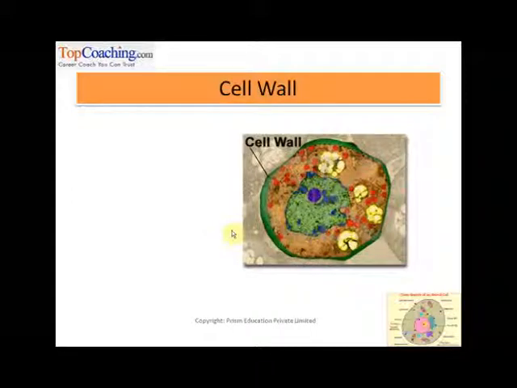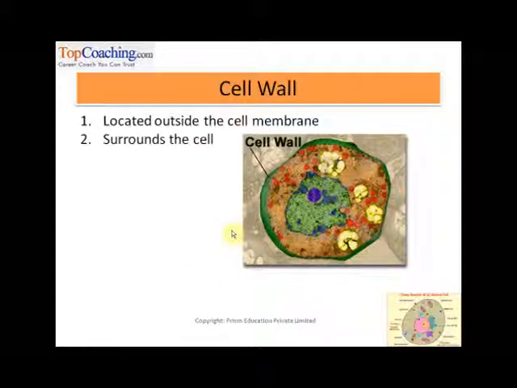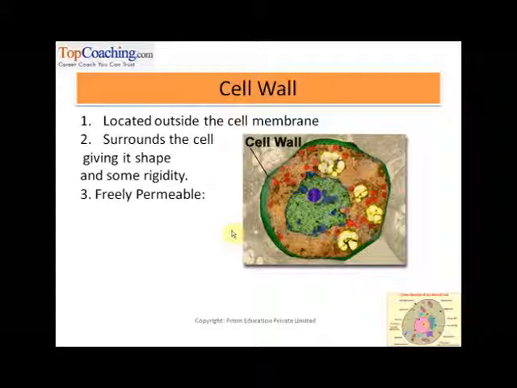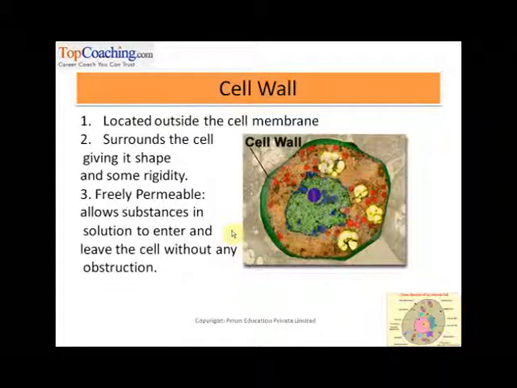Okay, next we come to the cell wall. It is located even outside the cell membrane, surrounds the cell, giving it a shape and some rigidity. It's freely permeable. Now what does it mean? It allows substances in solution to enter and leave the cell without any obstruction. It is not selectively permeable, it is freely permeable, right? It contains cellulose, a non-living material. I'll come back to it.